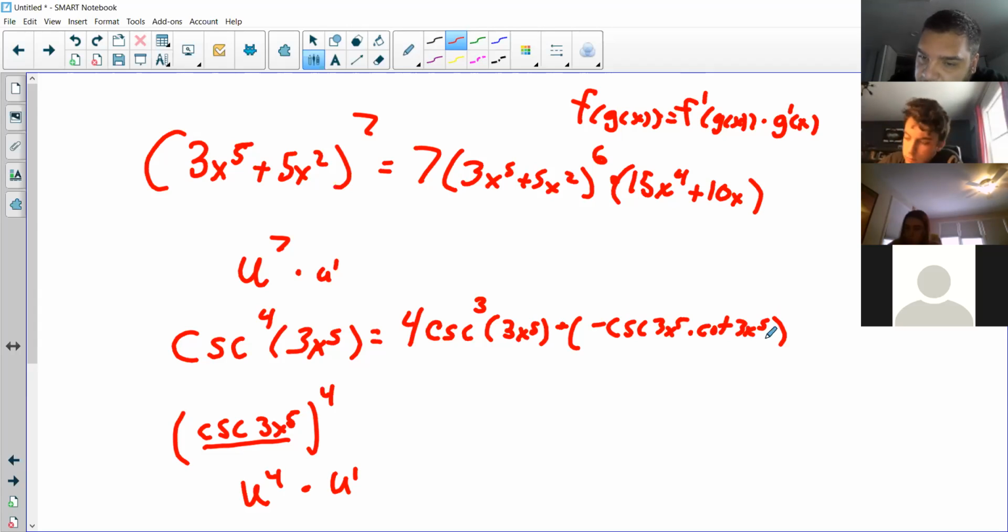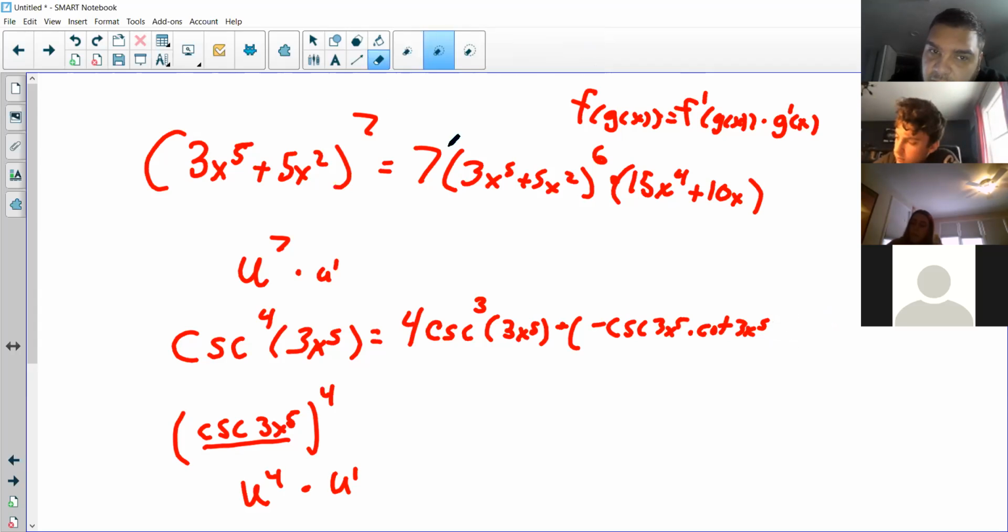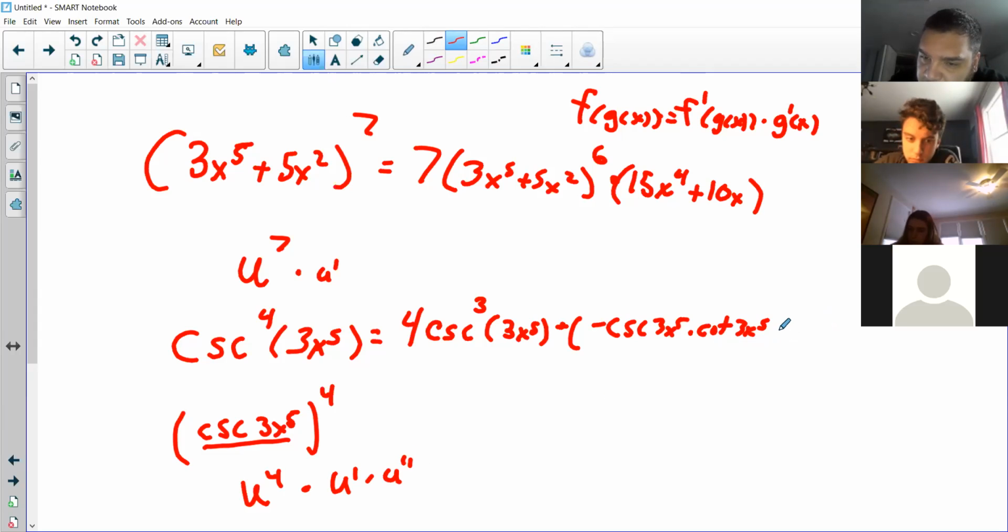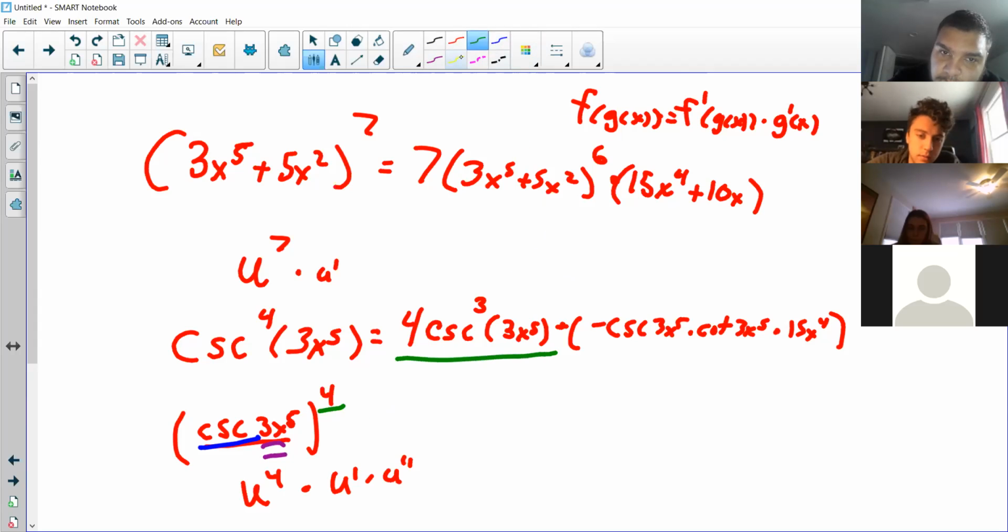But you can't forget this derivative is technically also a chain rule. So we need the chain of that, and then we need the derivative of the inside, which is 15x to the 4th. Basically, you're doing 3 layers of chain, or 2 layers of chain rule. The first layer is for the 4th power. The second layer is for the cosecant. And then your final derivative that's occurring is the 3x to the 5th. So your first layer is the 4th power, your second layer is the cosecant stuff, and then your last layer is the inside polynomial.